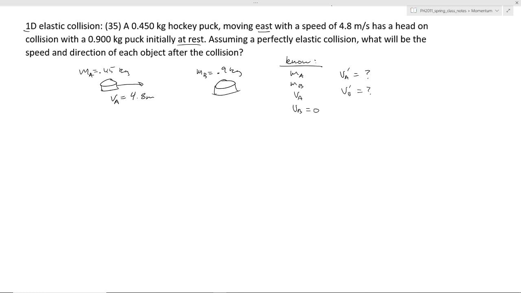Okay. So we also know a couple other things. Since this is an elastic collision, kinetic energy is going to be conserved. And of course, momentum is conserved because momentum is conserved in all collisions. This is helpful in that it lets us write our conservation laws for momentum and energy. So let's look at energy conservation first.